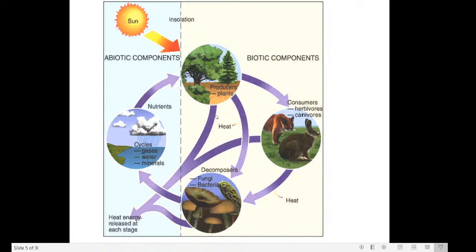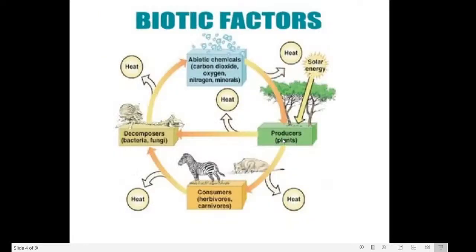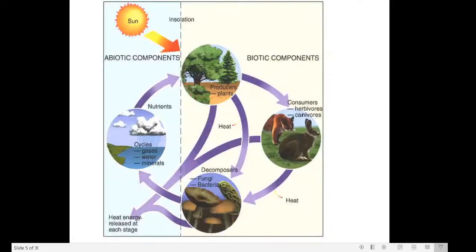That is the overall biotic factors involved in the ecological system. Here one question is, how do the abiotic and biotic become interlinked? What are the abiotic compounds? Gas, water, minerals, nutrients, heat energy, all those things are abiotic compounds. Biotic compounds means plants, consumers and bacteria. The interlink between abiotic and biotic compounds is helpful for balancing the ecological system.